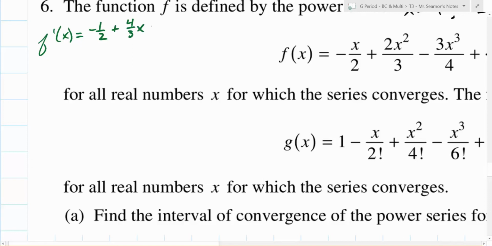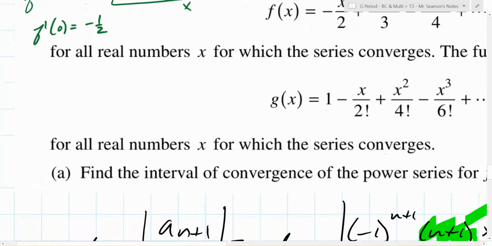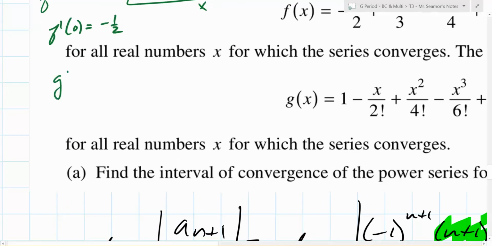x minus 9x squared over 9, 4, sorry, 4, right? And you could keep on going, and maybe you're tempted to do the general term, but here's the thing. All of these terms will have what in the numerator? x. So what is f prime of 0? Oh, look, negative 1/2. Does something similar happen here? Sure does. What's g prime of x?